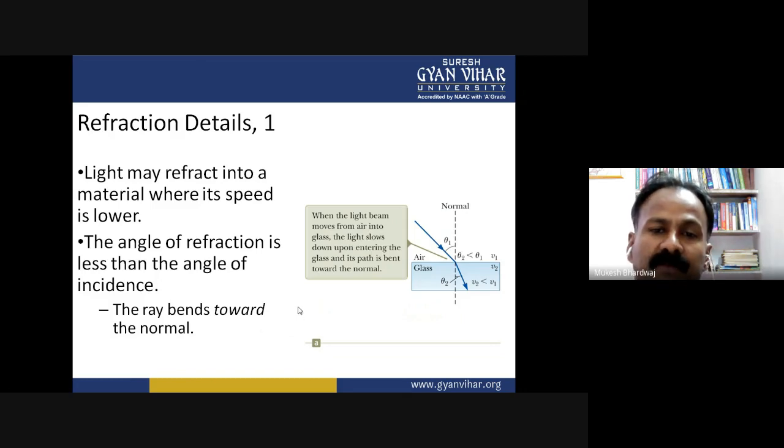When the light beam moves from air into glass, the light slows down upon entering the glass and its path is bent towards the normal.